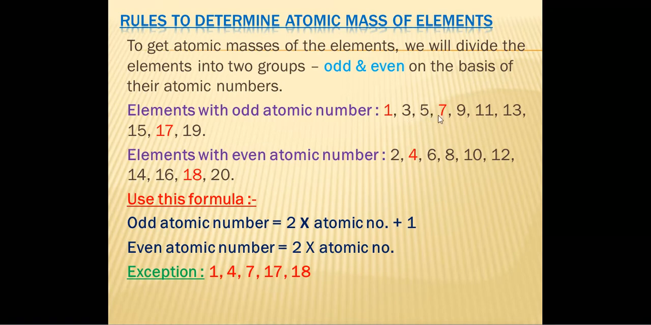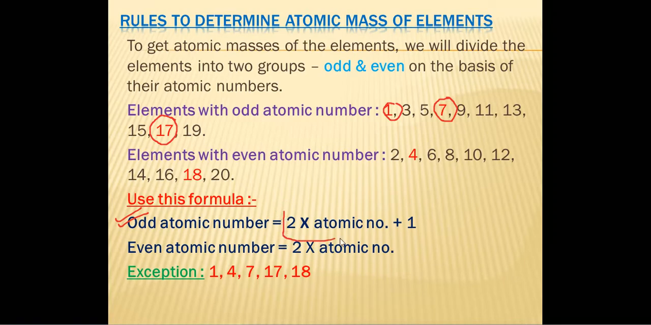Like that you can calculate the atomic masses of all the elements given in this odd category, except for 1, 7 and 17. For 1, 7 and 17 the rule will be different, but other elements will follow the same rule. That is, for the elements having an odd atomic number we'll use this rule.